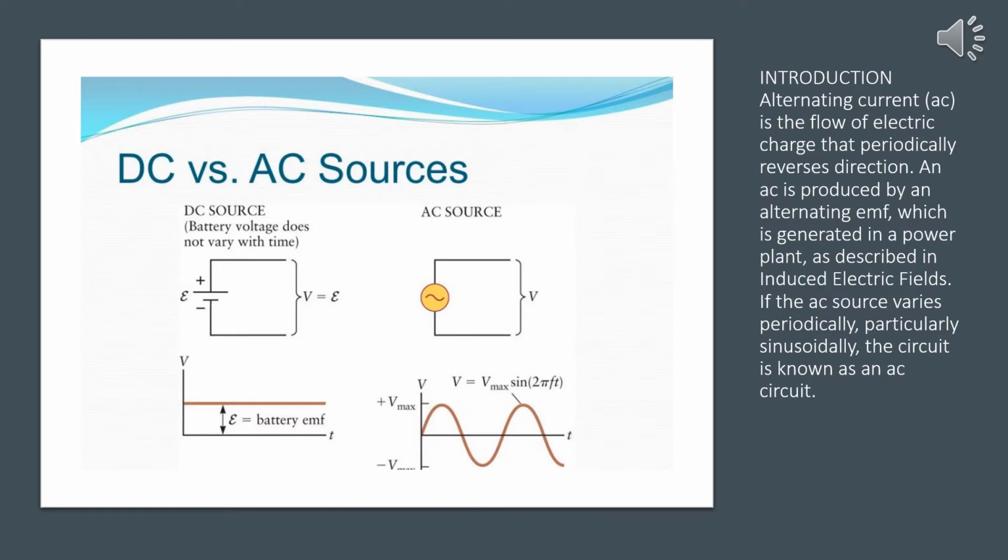Alternating current is the flow of electric charge that periodically reverses direction. AC is produced by an alternating EMF, which is generated in a power plant, as described in induced electric field.